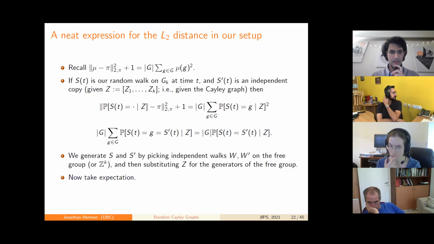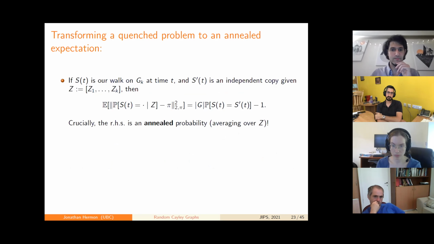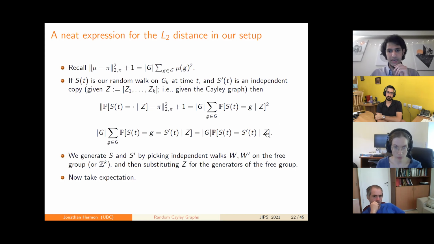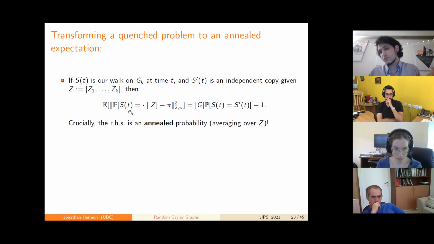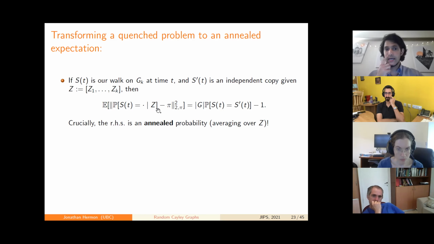Okay, so we derived this nice expression. Now let's take expectation and see what happens. We take expectation, and here we had this quantity given the generators, and now we get rid of it. So let's see what happened. On the left-hand side, inside the expectation, we're looking at a quenched L2 distance squared. But on the right-hand side, we have an annealed probability. So we're averaging not only over S and S prime, but also over the choice of generators.